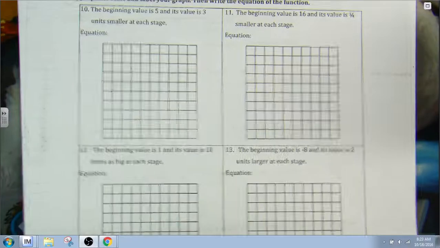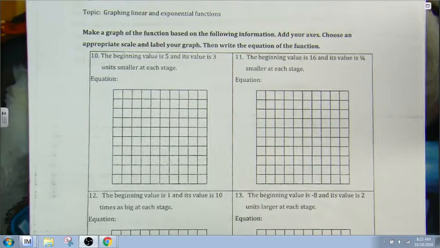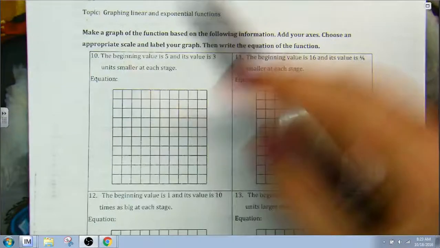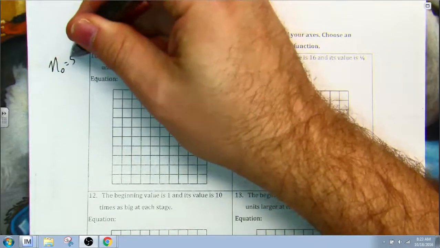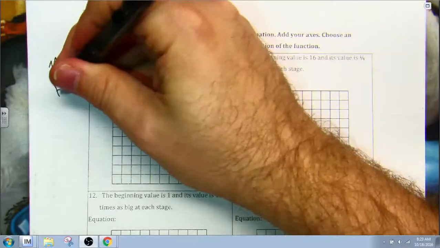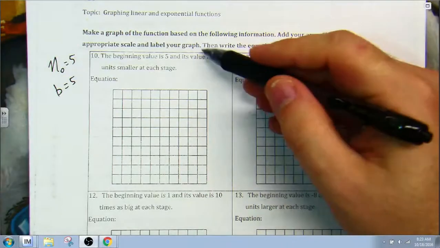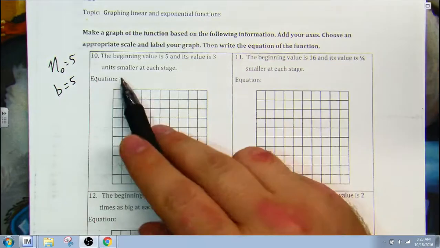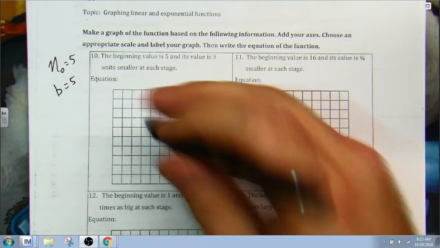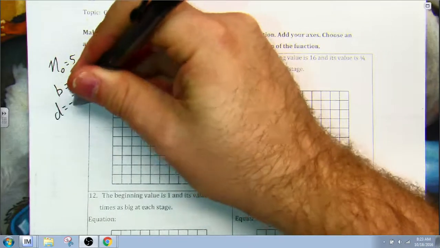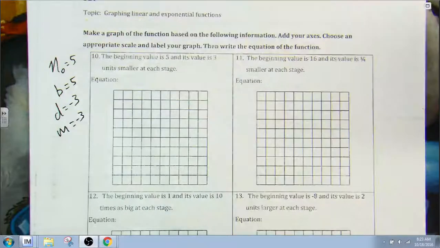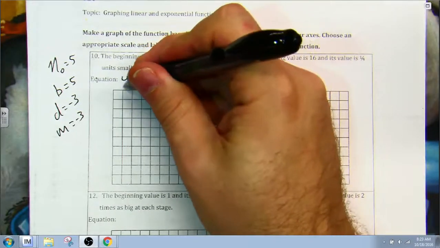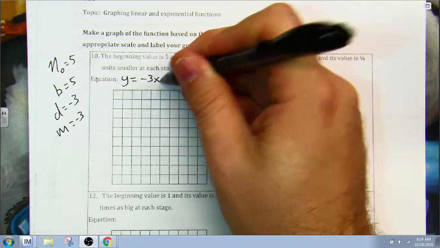For this set, it's going to give us some information and we're going to be able to write an equation and graph it. So let's see what it tells us. It says the beginning value is 5. Well, that tells me my n sub 0 is 5, but that also means my b is 5. And then the value is 3 units smaller at each stage. Okay, so that tells me that my common difference is minus 3, but that also means that my slope is minus 3. So I know that my equation is going to be y equals negative 3x plus 5.